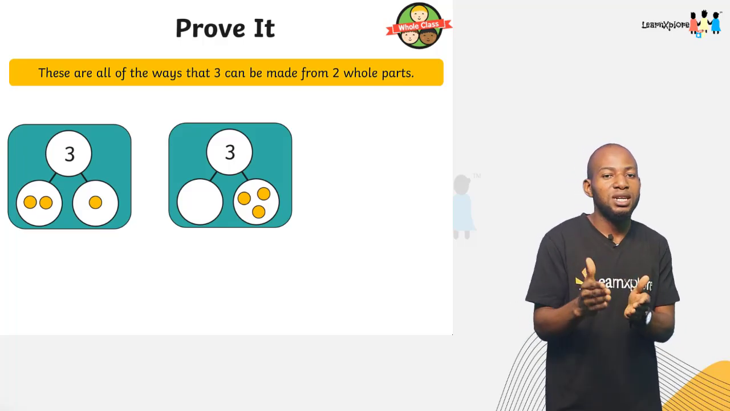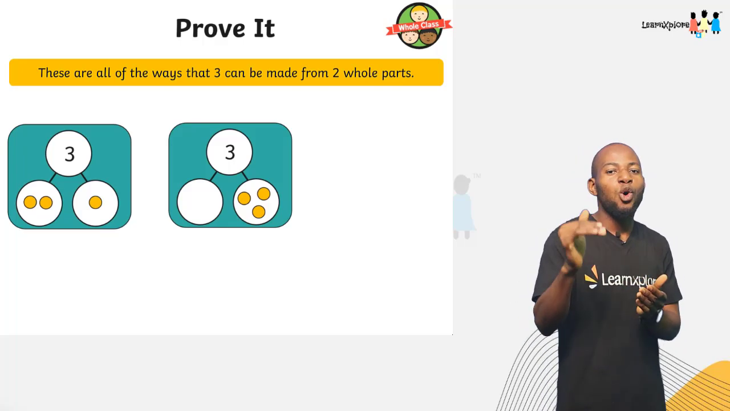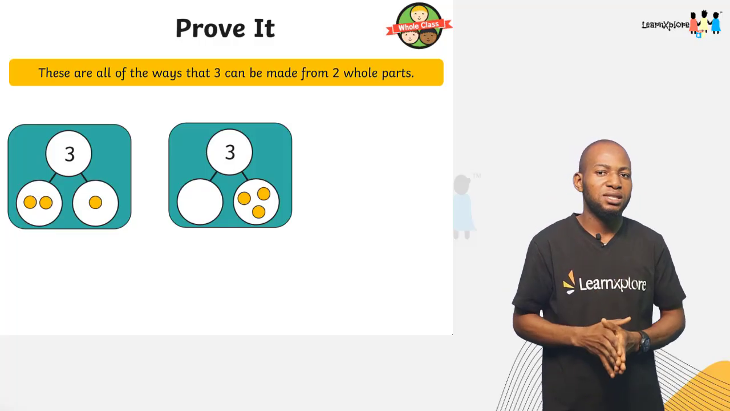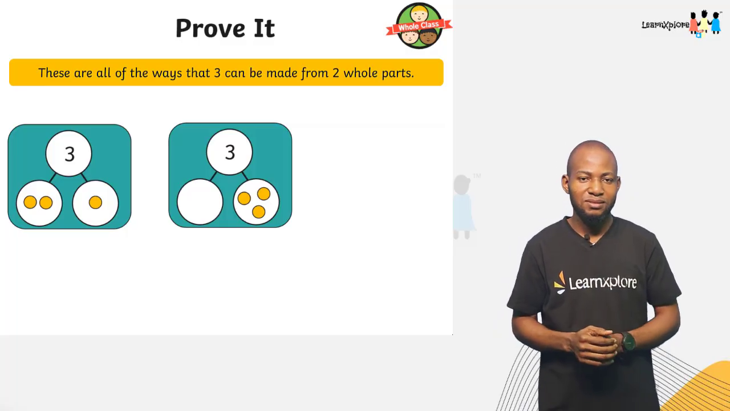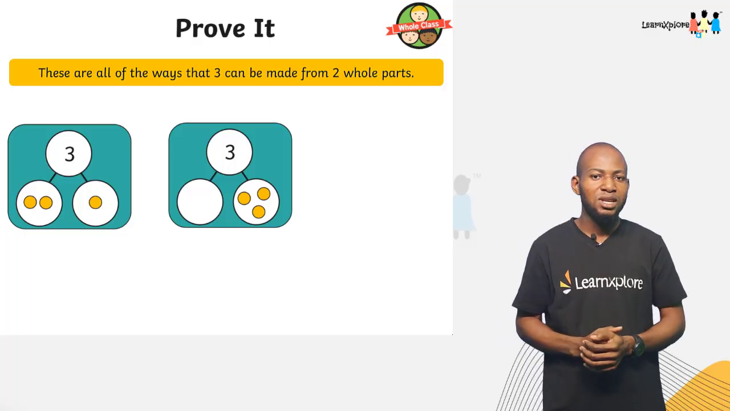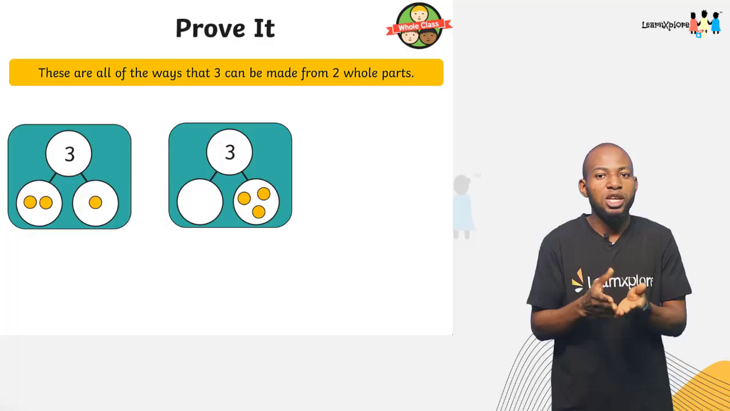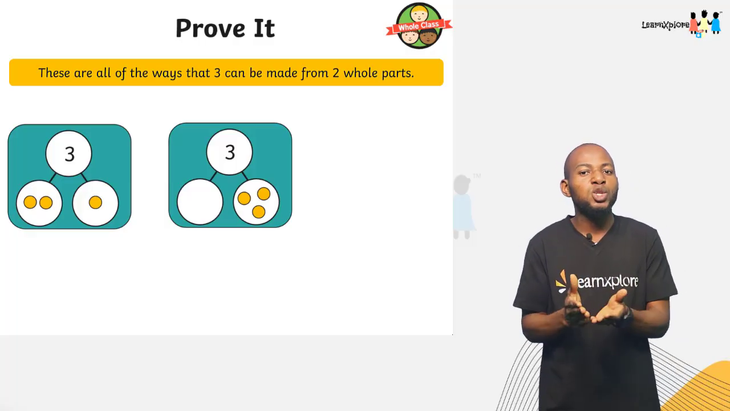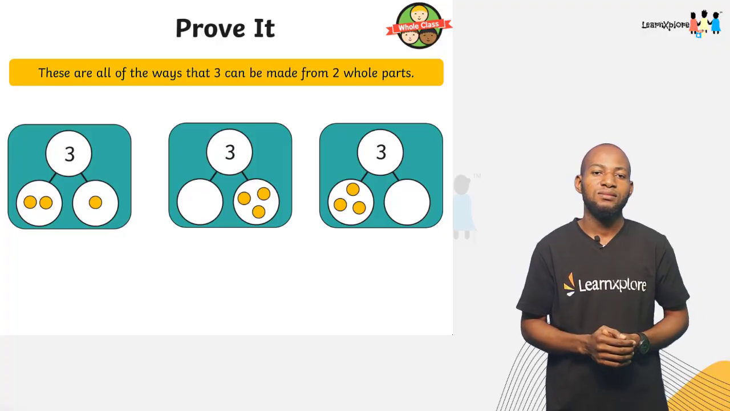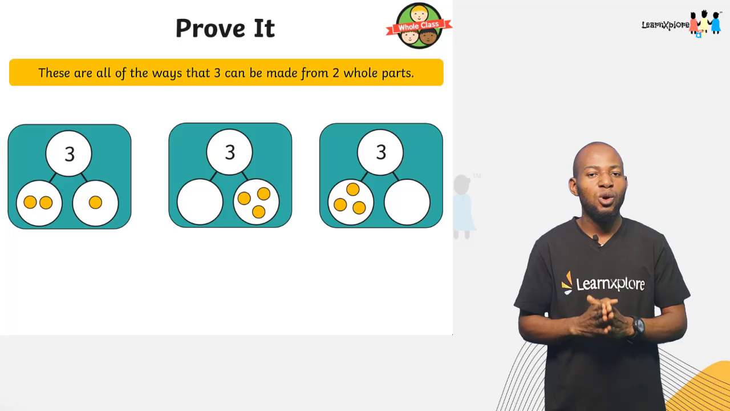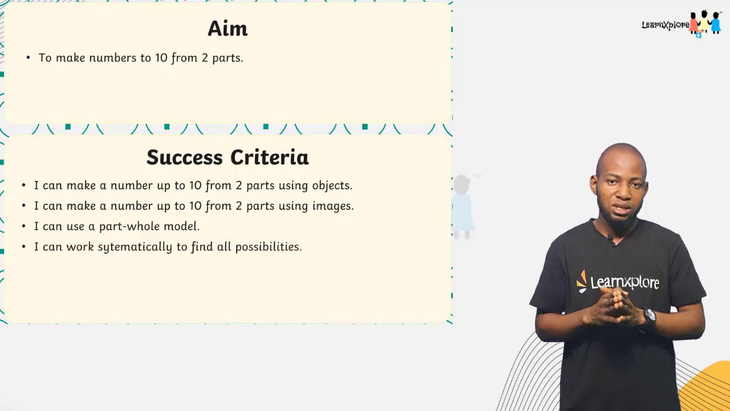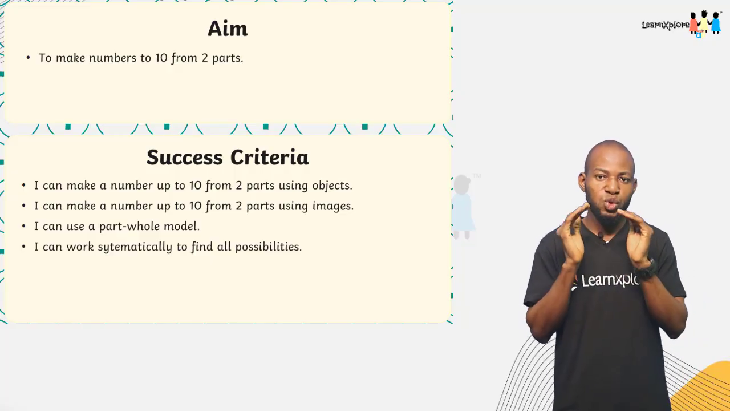The statement states that these are all of the ways that 3 can be made from 2 parts. Do you agree? Do you agree with that statement? If you say yes, you are not wrong. But there is one more way, and here it is. And that will be all for this lesson on how to make numbers to 10 from 2 parts.